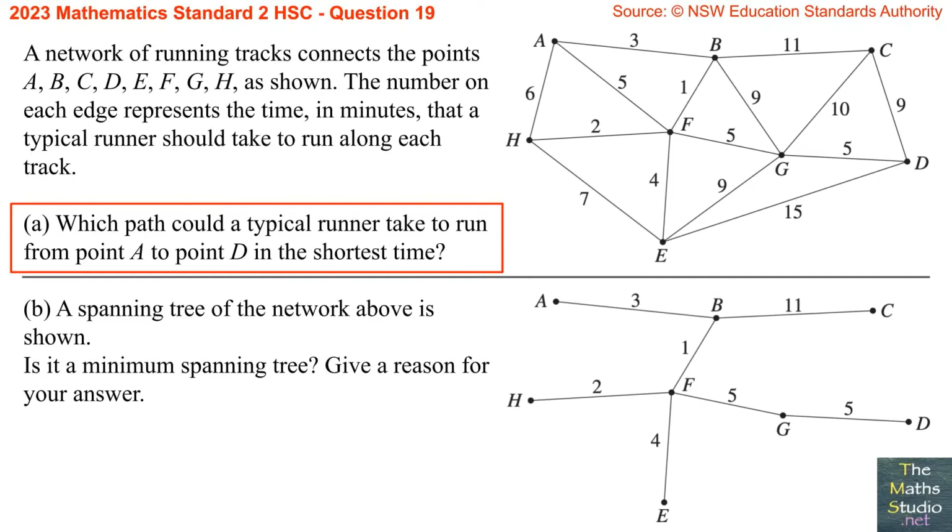Question 19. A network of running tracks connects the points A, B, C, D, E, F, G, H as shown. The number on each edge represents the time in minutes that a typical runner should take to run along each track. Part A. Which path could a typical runner take to run from point A to point D in the shortest time?